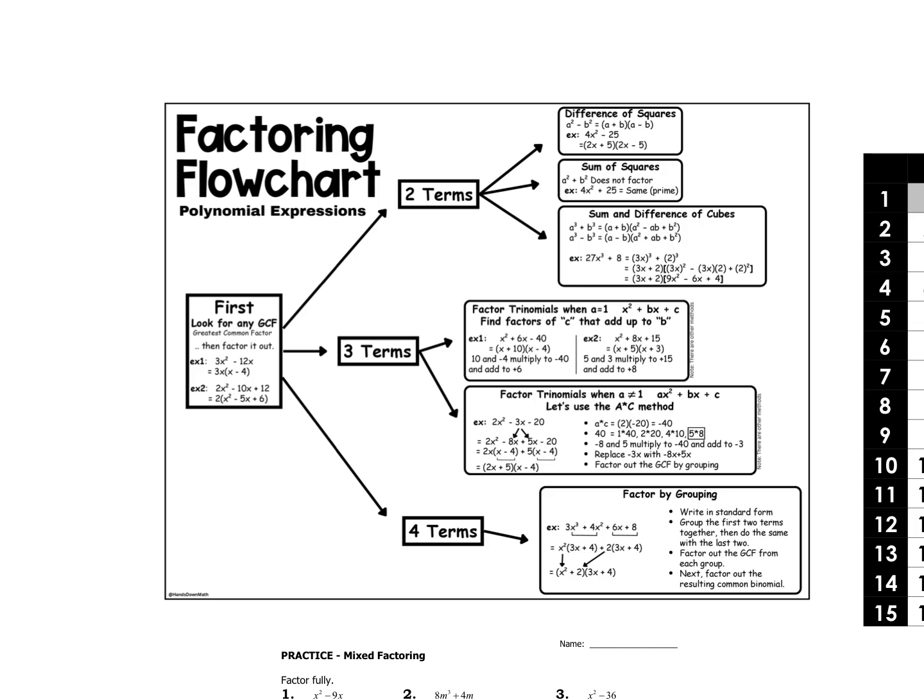Okay, welcome. In this video, we are going to go over how to use your factoring flowchart. In my years of teaching, I have noticed that students, after they learn how to factor all the different ways, are not sure when to use which one. So this is going to help us with that. And so I'm just going to show you how to use this.